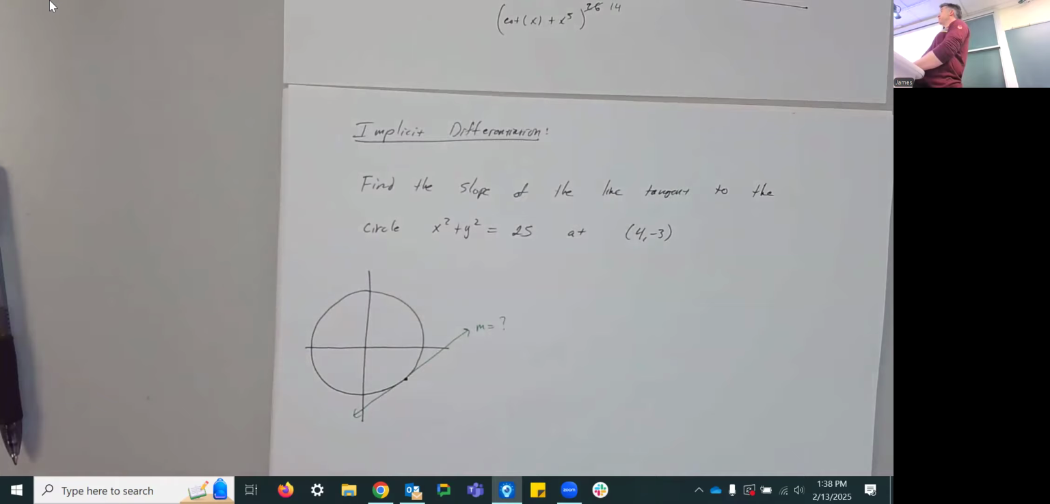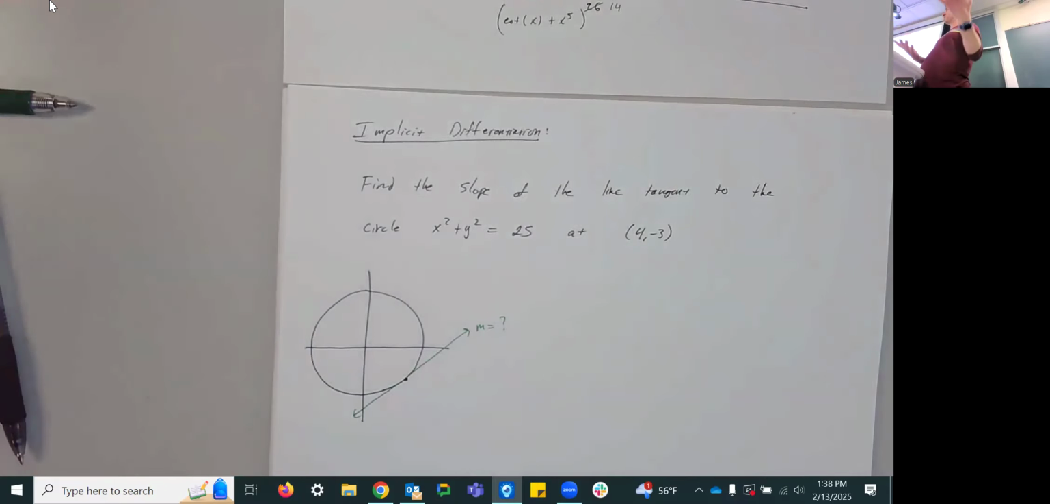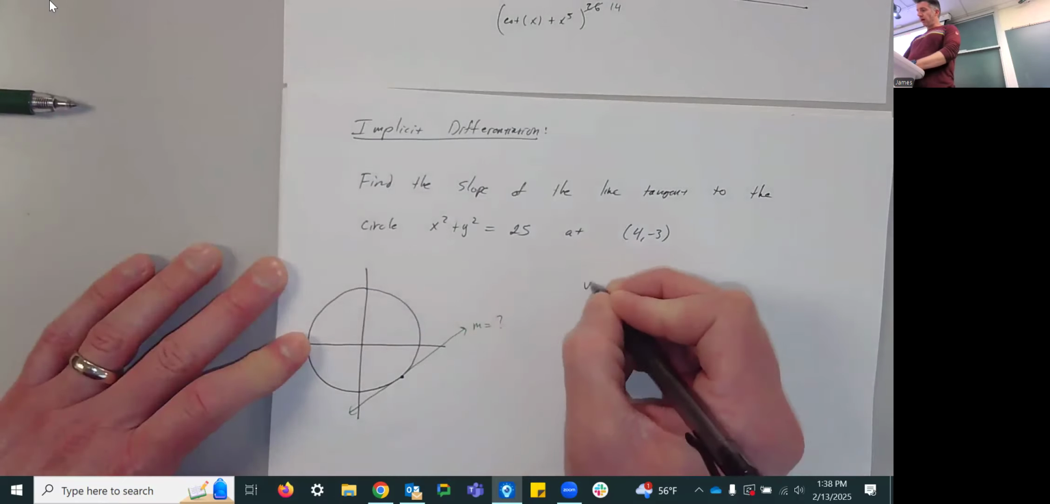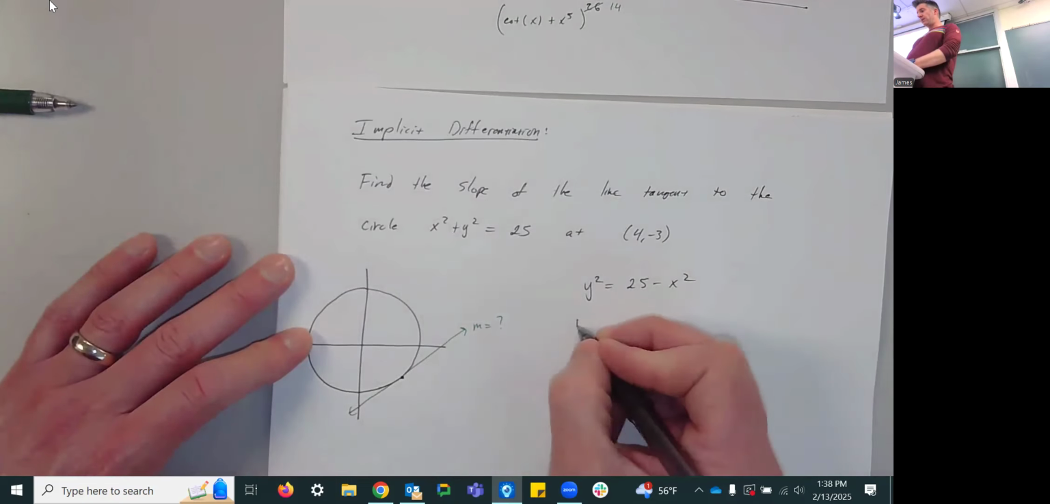Okay, we're going to do this 2 ways. The first way is maybe the normal-ish way, the way we think of as normal: we're just going to solve for y and then take the derivative, which is not always going to be an option for implicit differentiation, but in this case, it is an option. So taking our equation, y squared is equal to 25 minus x squared. And then y is going to equal what?